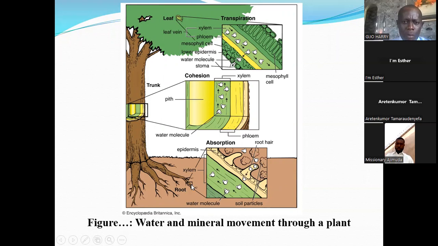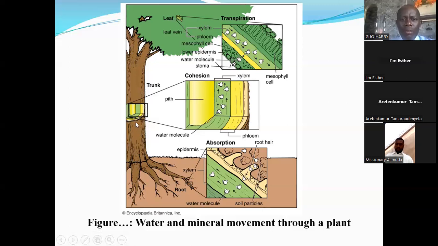So the water molecules are pulled upward, like I said before, as a result of transpiration that occurs in the stomata of the leaves. The water molecules are pulled upwards as a result of transpiration. As transpiration occurs, as the water escapes through the leaves, it pulls the water that's downwards upwards.